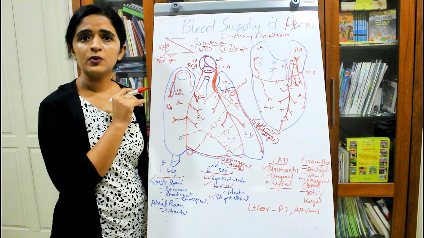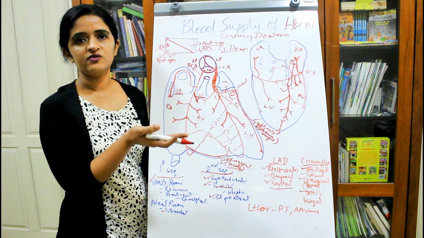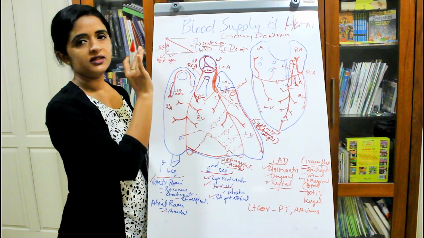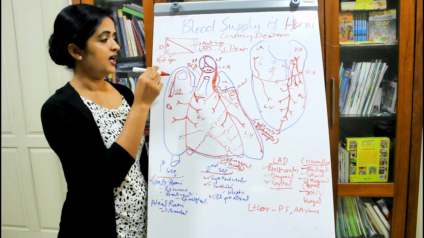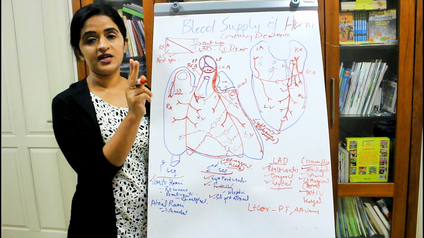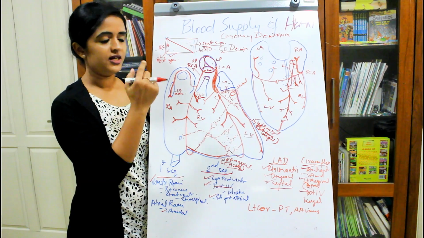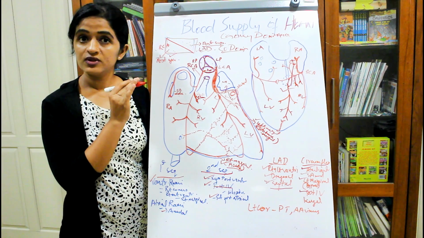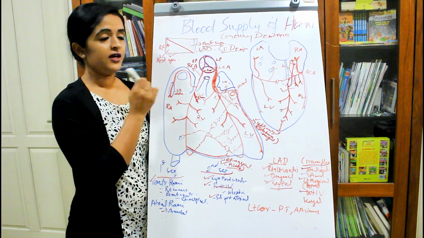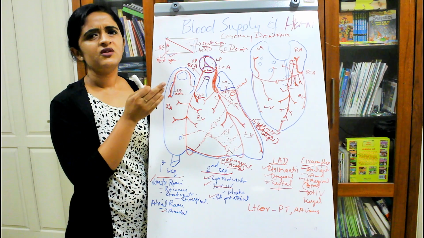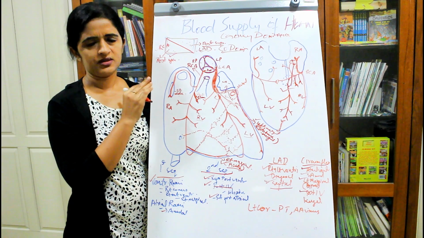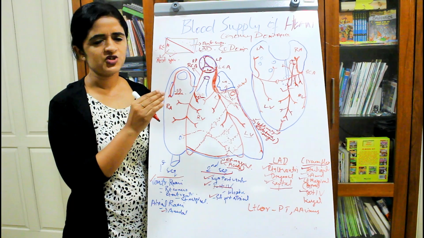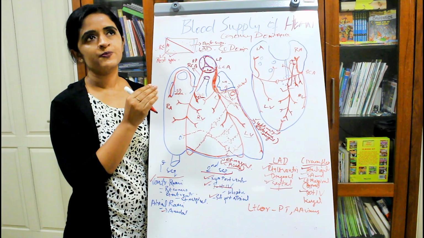And what about codominance? Codominance is always safe because you have the branches from both right and left supplying the interventricular septum, and you have two posterior interventricular branches in codominance. Okay, so that is said to be the safest. Now about the anastomosis happening in the coronary vessels, usually we say that functionally there are no anastomoses, though anatomically there is an anastomotic network. Functionally they are said to be end arteries.